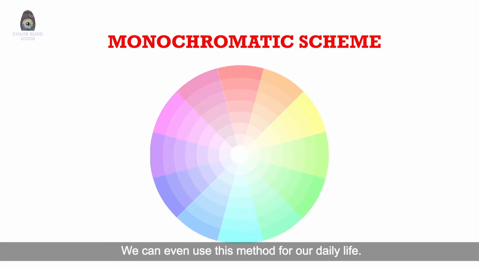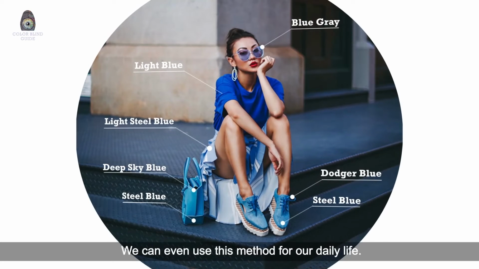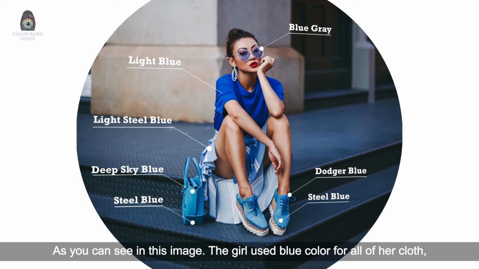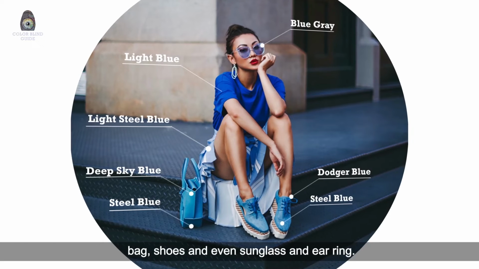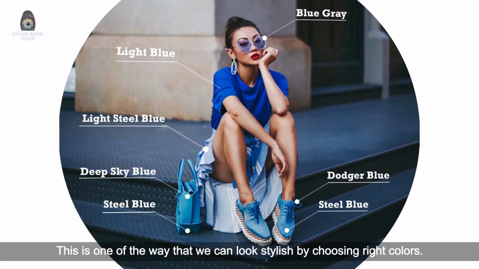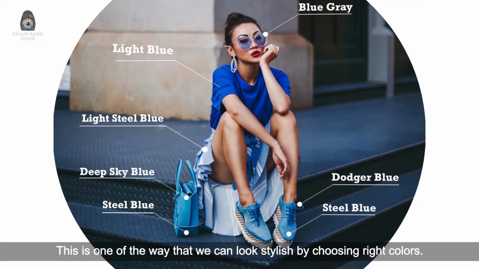We can even use this method in our daily life. As you can see in this image, the girl used blue color for all of her clothes, bag, shoes, and even sunglasses and earrings. This is one of the ways that we can look stylish by choosing the right color.